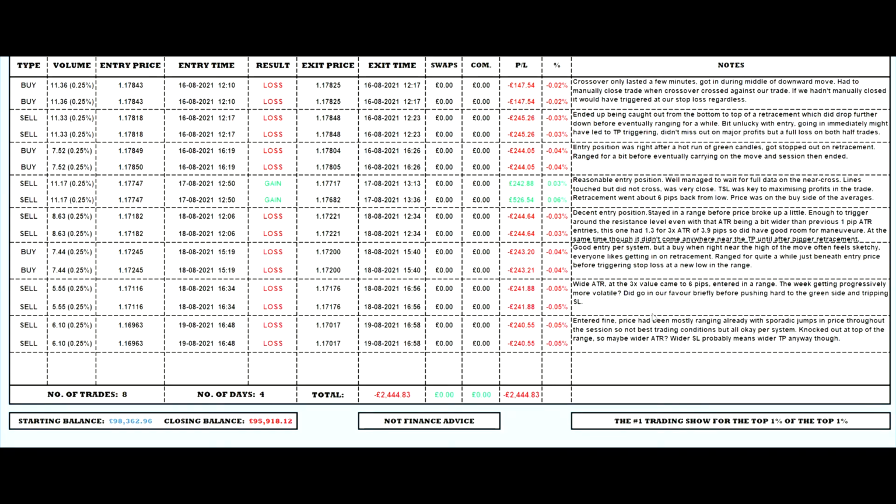It maybe just demonstrates that you do need to widen that stop loss if you are going to be on the 1 minute chart. Get out there with 5 times ATR, 6 times ATR, something heavier like that.